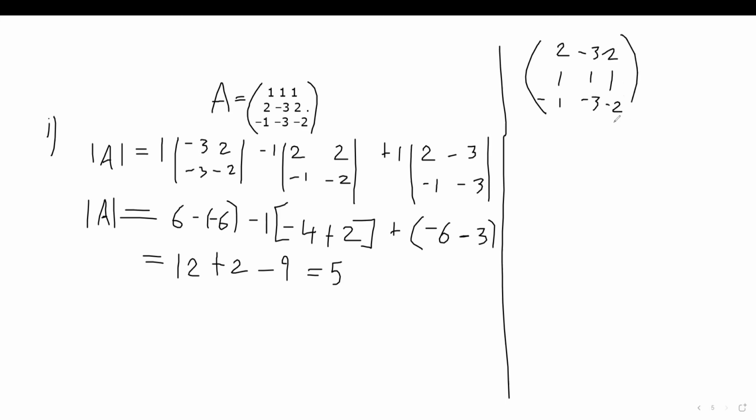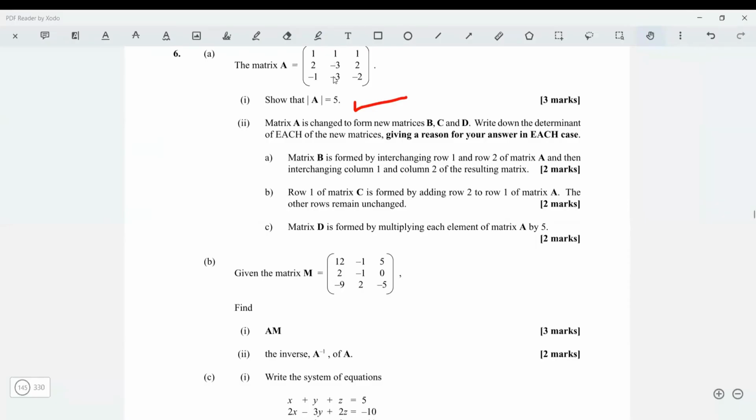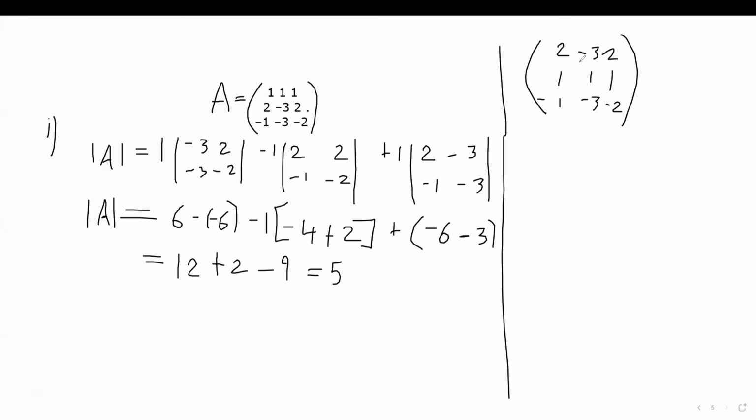And then they said that we're going to interchange column 1 and column 2 of the resulting matrix. So now I need to interchange column 1 and column 2 of the resulting matrix. I'm going to change the color right here so it looks a little bit better. Interchanging column 1 and column 2, this would become minus 3, 1, minus 3. This would become 2, 1, minus 1. And then you'd have 2, 1, minus 2.